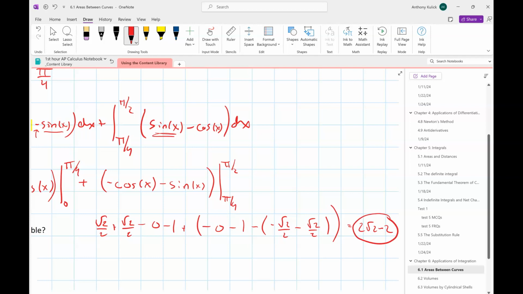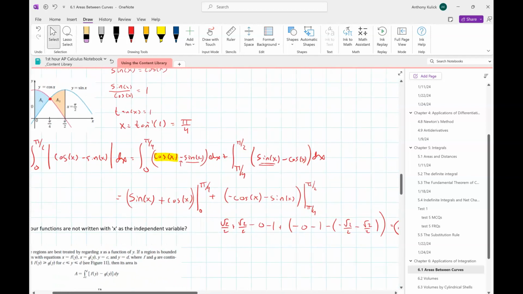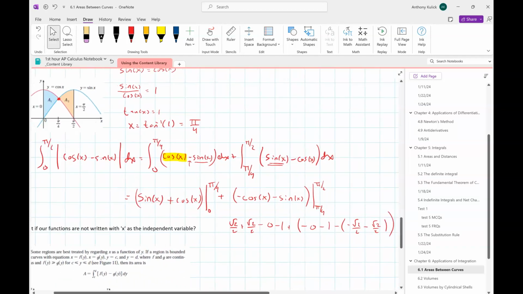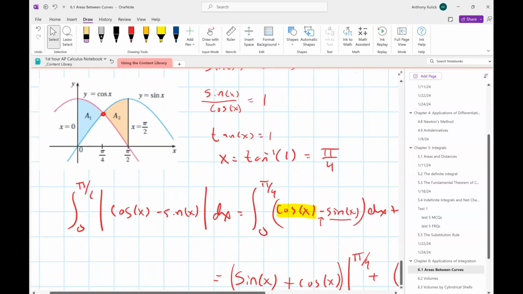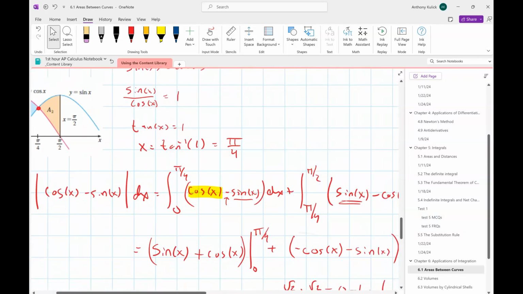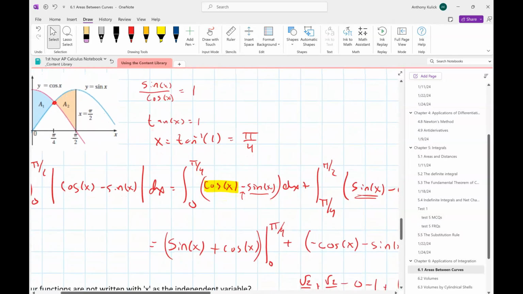Is everybody okay with what I did to kind of finish up there? Katie? Mm-hmm. So if I look at this part, the function on top is sine, and the function on bottom is cosine. So I had to switch, if I want the area between the two curves, to top minus bottom.